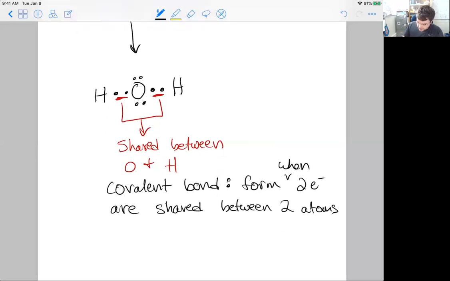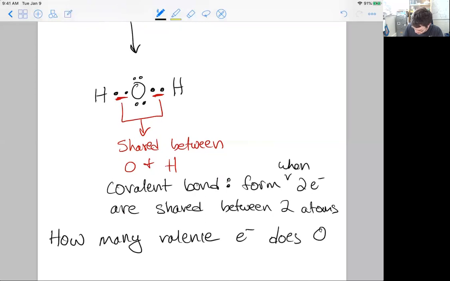Okay, when we do this, there's a reason why we want to do this: we can ask the question, how many valence electrons does O and both H atoms have?